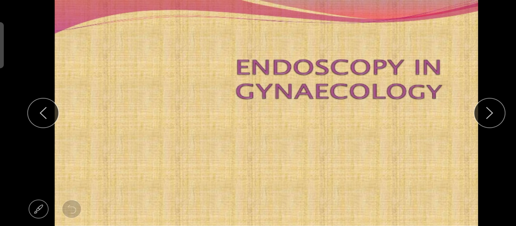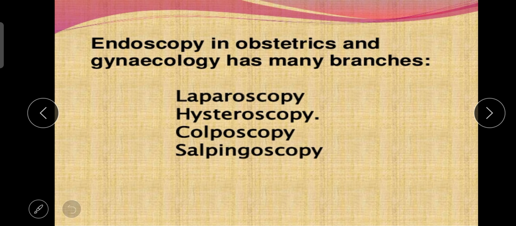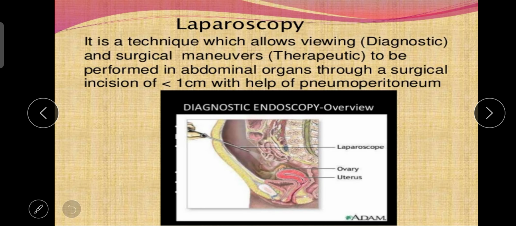Next is endoscopy in gynecology. You have heard about this word many times, endoscopy. Mainly they do it for any gastritis problem. But in gynecology also we have endoscopy, which in obstetrics and gynecology has many branches like laparoscopy, hysteroscopy, colposcopy, and salpingoscopy. First one is laparoscopy. It is a technique which allows viewing and diagnostic and therapeutic surgical maneuvers to be performed in abdominal organs through a surgical incision of less than 1 cm with the help of pneumoperitoneum.